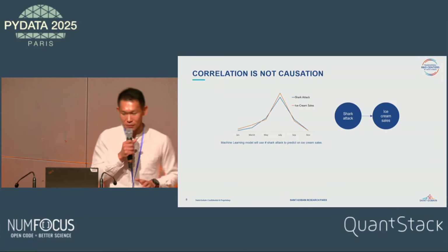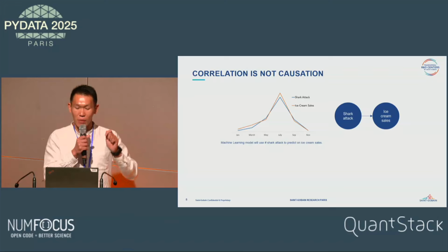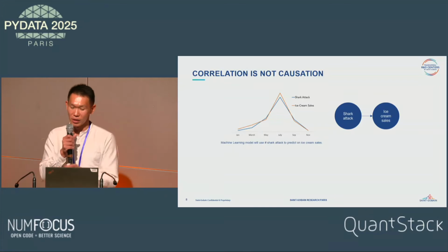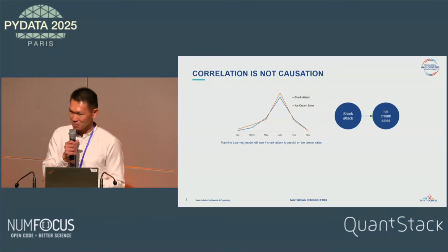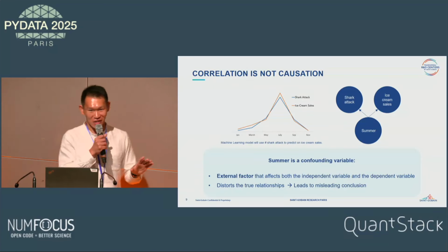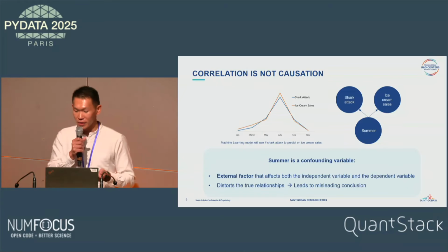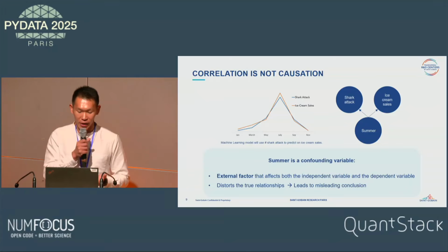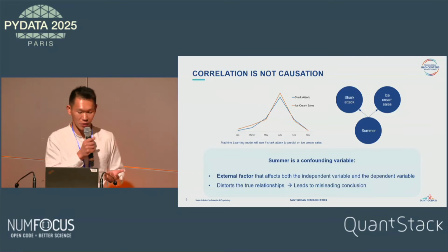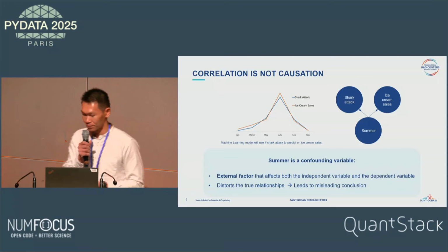Take the classical example of shark attacks and ice cream sales. A machine learning model can very easily learn from the number of shark attacks and predict ice cream sales. But do they actually have a causal link between them? Well, of course not. There is a hidden factor here: summer. Summer is a confounding variable that affects both. And because we're not taking into account this confounding variable in the machine learning model, it distorts the true relationships between them, and it leads to misleading conclusions.